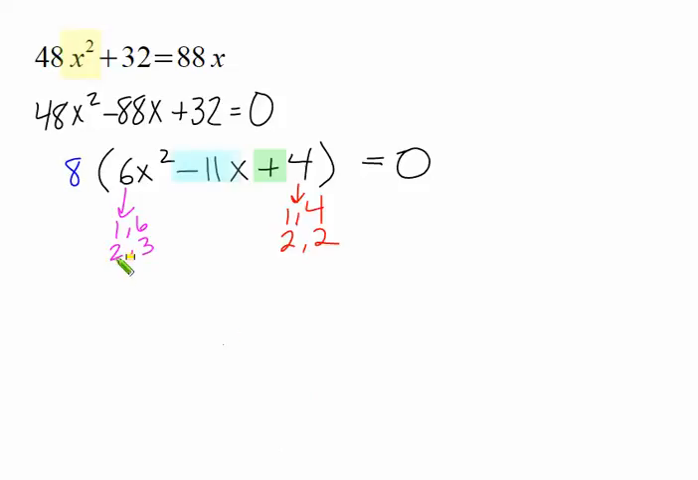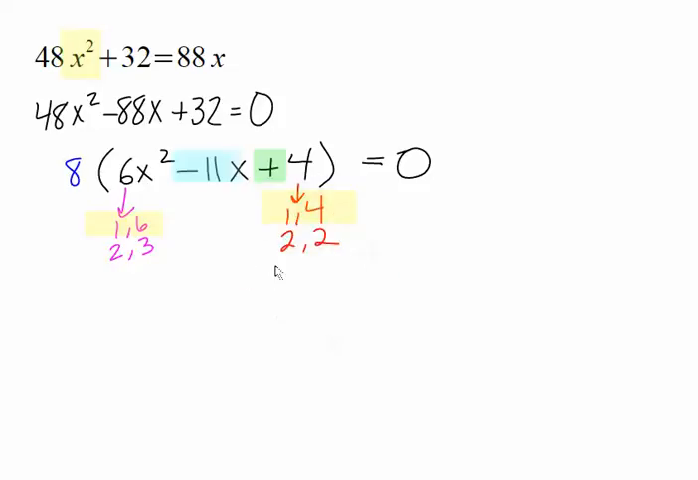So for instance, let's say we paired the 2 and 3 with the 2 and 2. Well, 2 times 2 is 4, 3 times 2 is 6, and I can't use 4 and 6 to get 11. What if we did it this way? 1 and 6 with 2 and 2. Well, 1 times 2 is 2, 6 times 2 is 12. We can't use 2 and 12 to get 11.